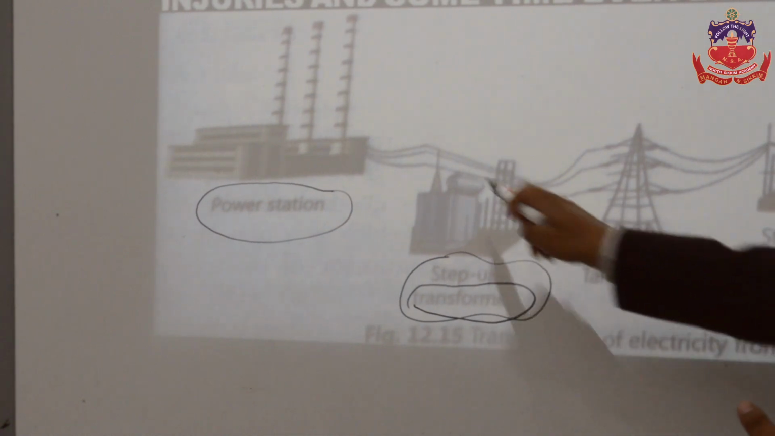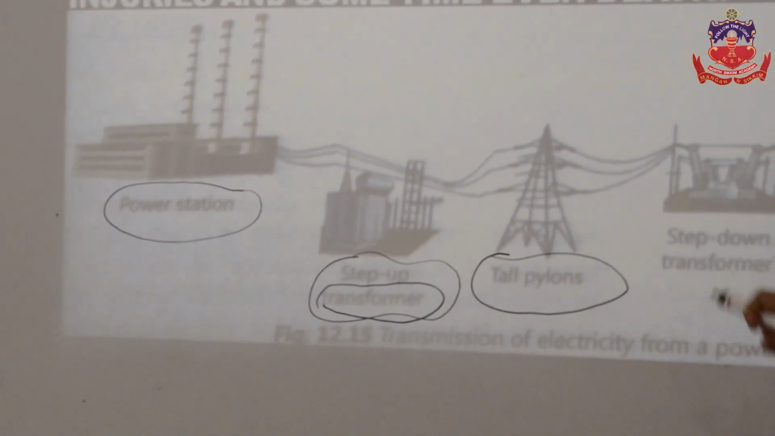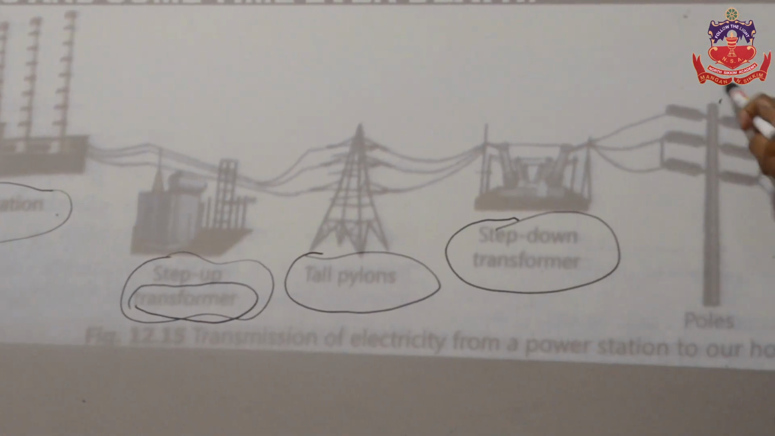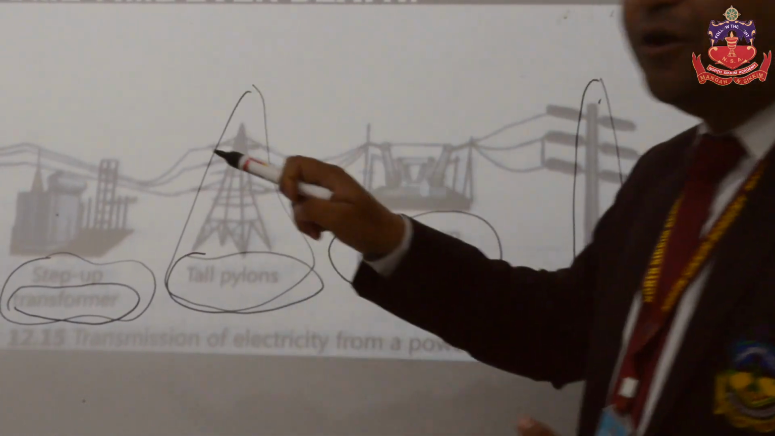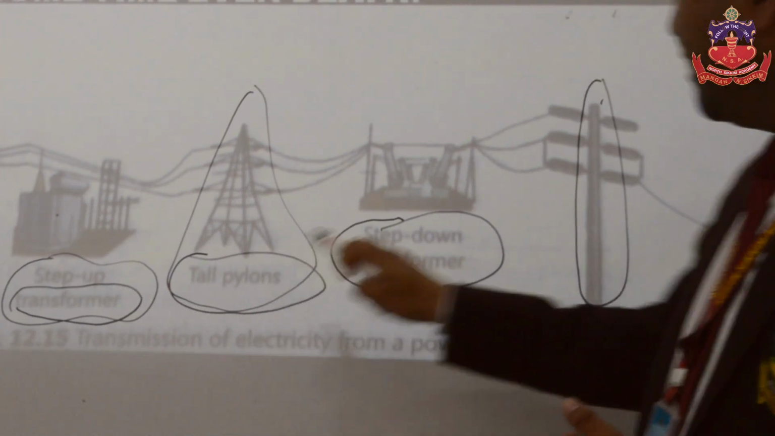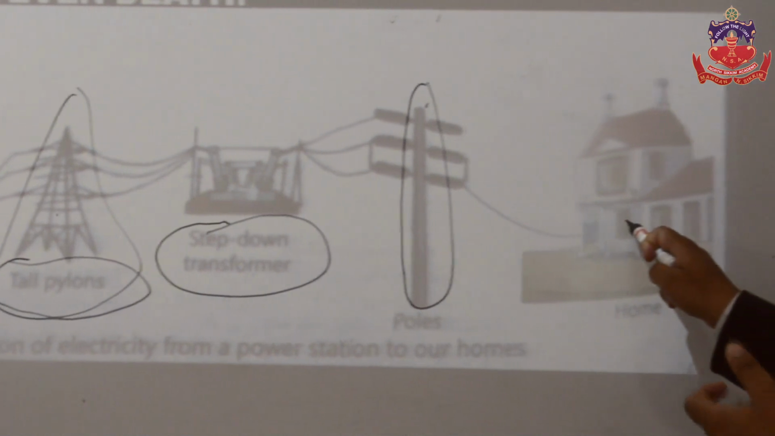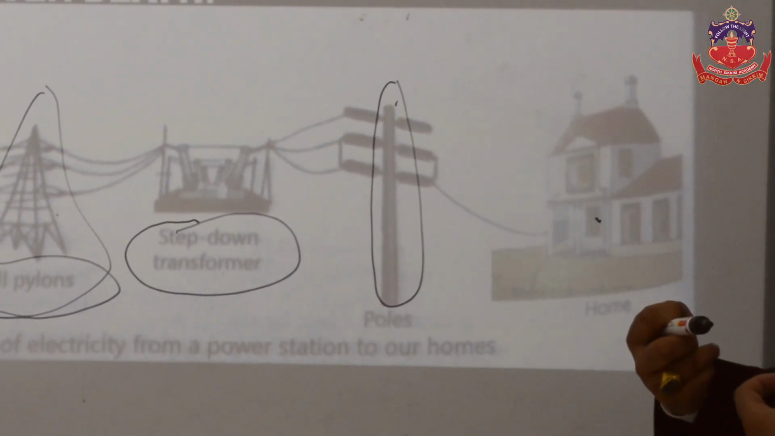From here it flows. Now see, it goes to tall pylons, then a step-down transformer, then it goes to the pole. See, the poles are here. These are big towers. Normally we call them towers, but they are called tall pylons. And lastly, from all the poles it goes back to homes. This is how we get electricity.